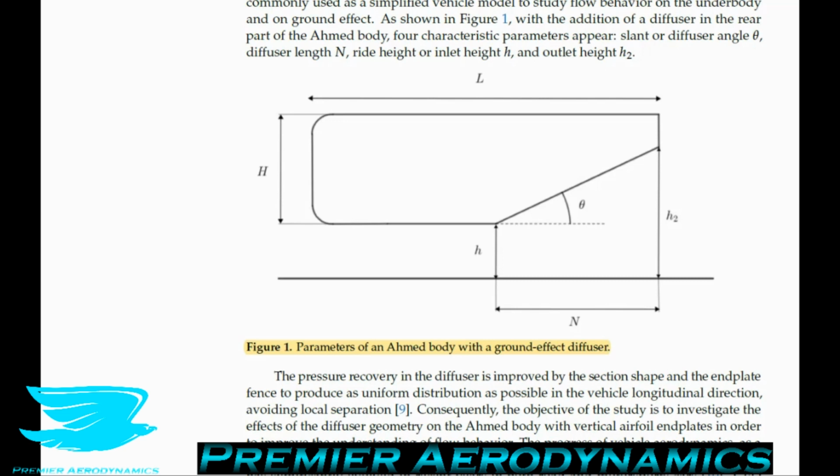In other words, as I mentioned earlier, you can get bleeding from air coming up from elsewhere, coming in because the pressure is lower under this section, and that can spoil the diffuser's efficiency or effectiveness. So by putting fences, for example, and by making this slant angle not too severe, you can keep the flow attached. So consequently, the objective of this study is to investigate the effects of the diffuser geometry on the Ahmed body with vertical airfoil end plates in order to improve the understanding of flow behavior.